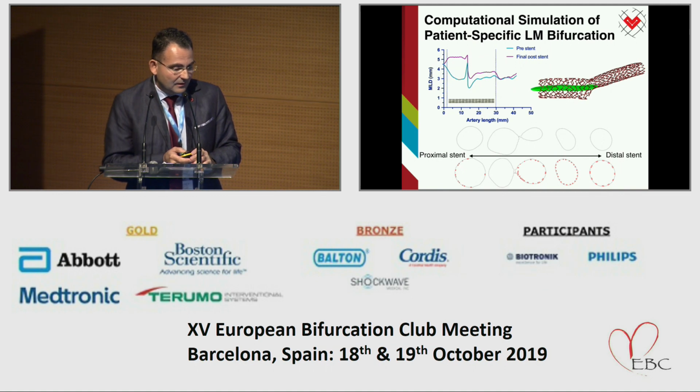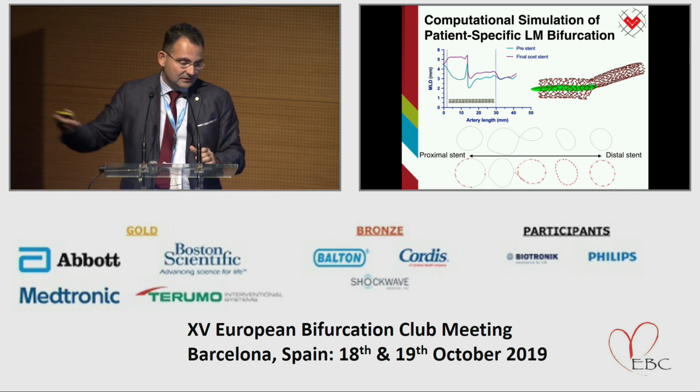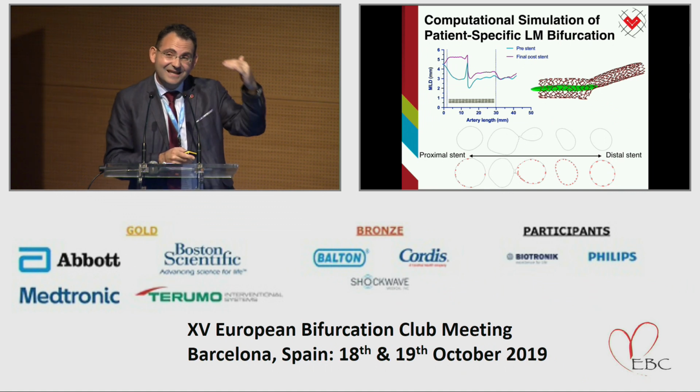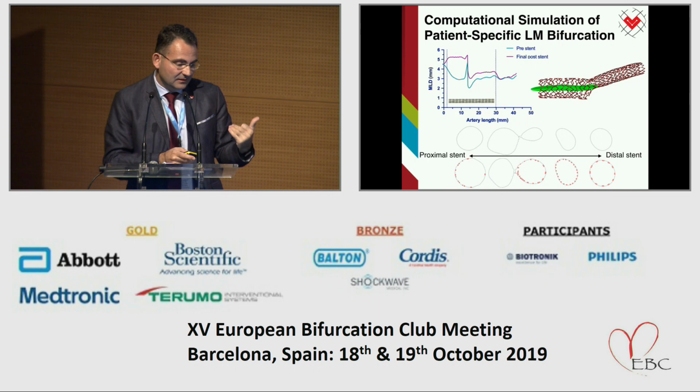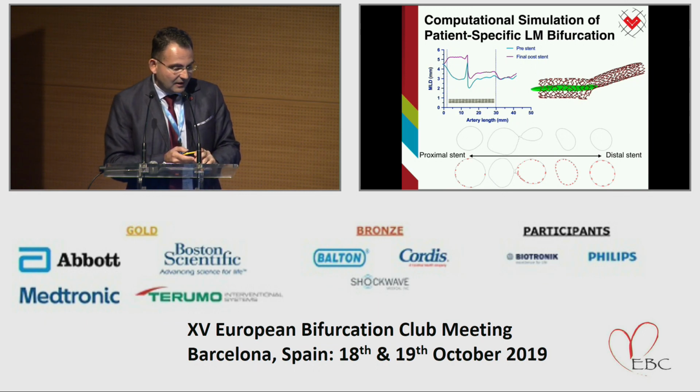LAD. And then at the bottom side, we have serial cross-sectioning of the stent from proximal on the left-hand side to distal on the right-hand side. Top row is pre-stent, bottom row is after stent. You can appreciate here very well expansion and scaffolding of the entire main vessel and distal main vessel compared to the pre.